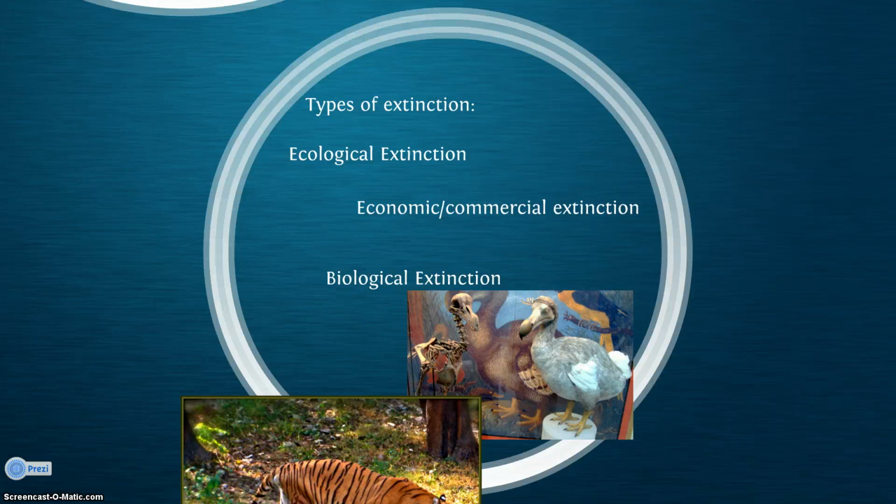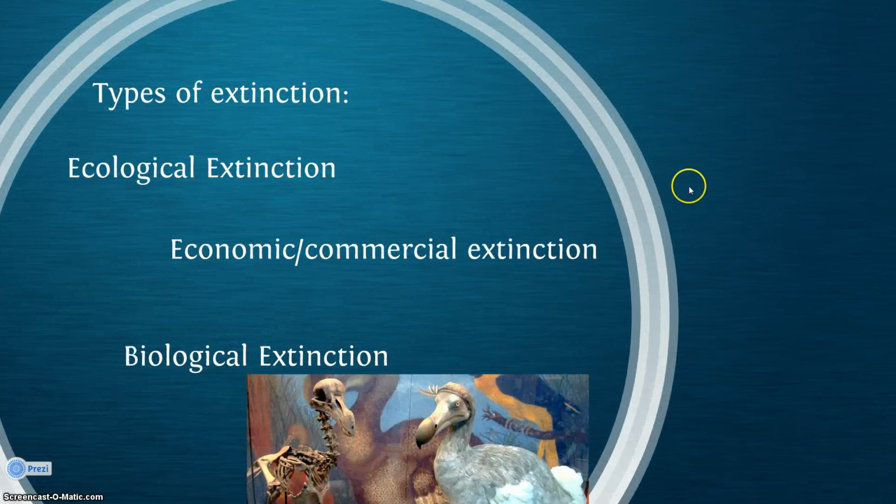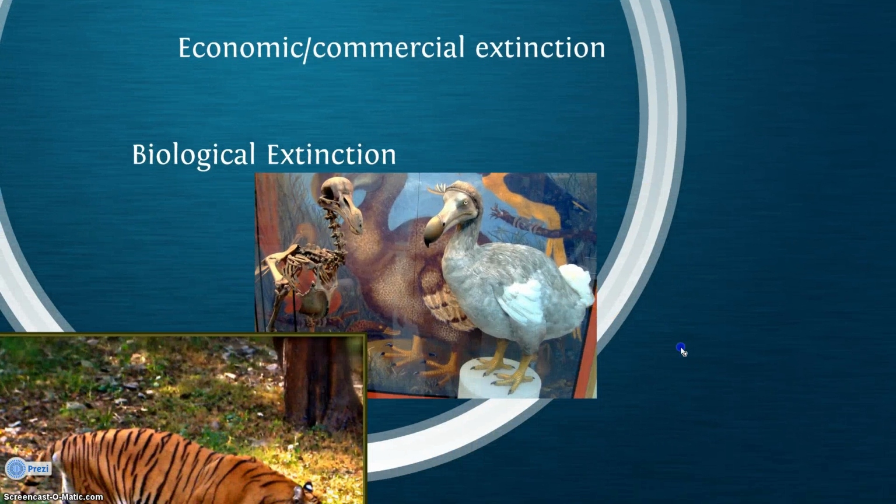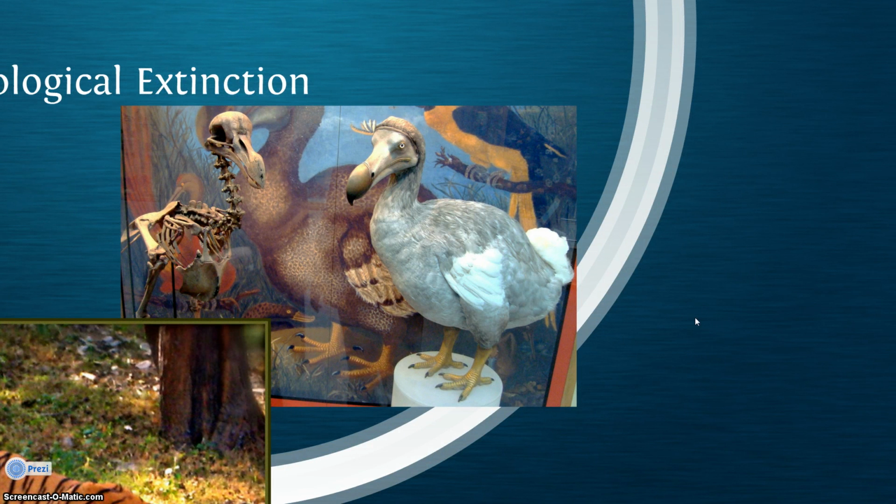And finally, we have biological extinction. This is the actual final extinction. And I have a picture here of a dodo bird, which was hunted to extinction during the colonial period. And these guys, there are no more. We'll never have them again. They don't exist anywhere else on Earth. That is what most people think of when they think of extinction.